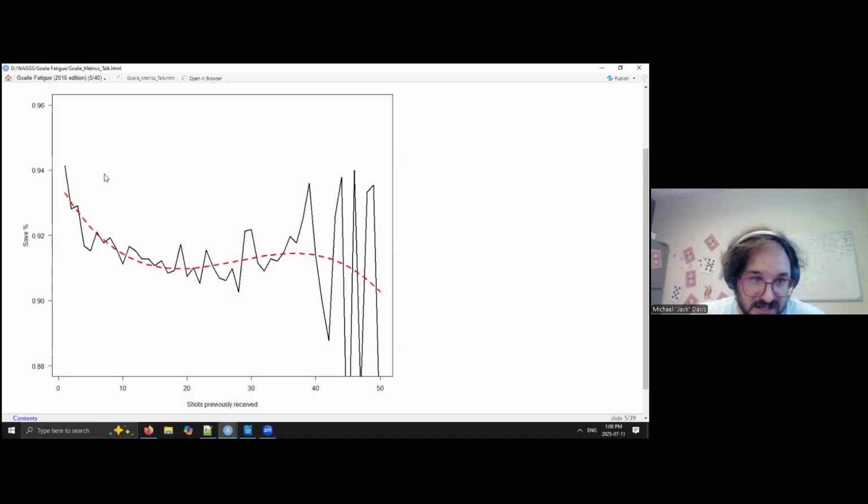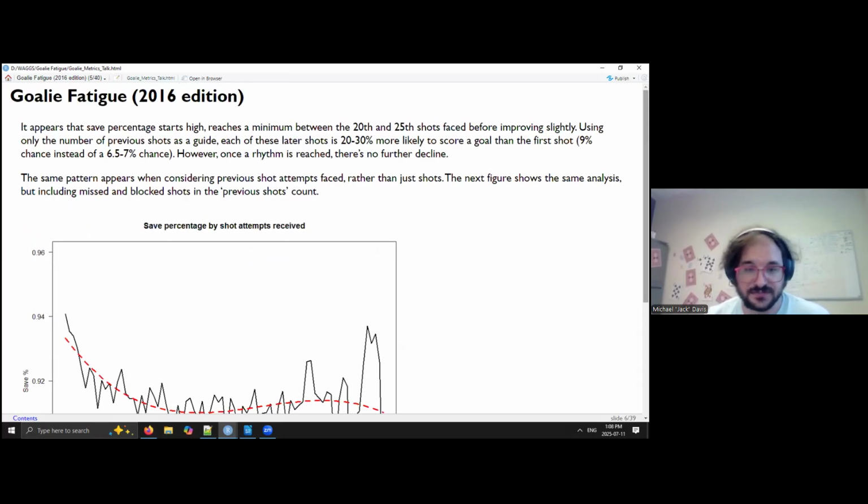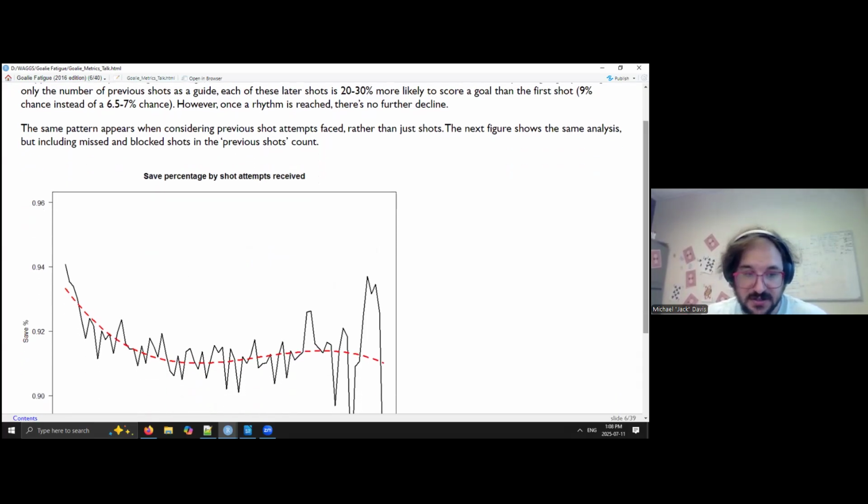top 96%. Now, other than this initial point here, which seems to be players, like skaters, getting into a groove, it just doesn't change. So, okay, maybe it's not shots. Maybe we should be looking at shot attempts.